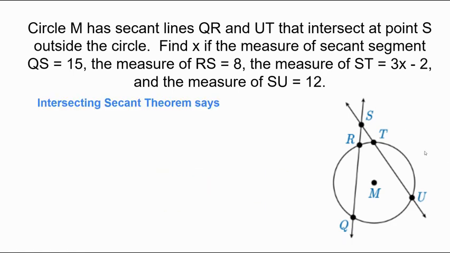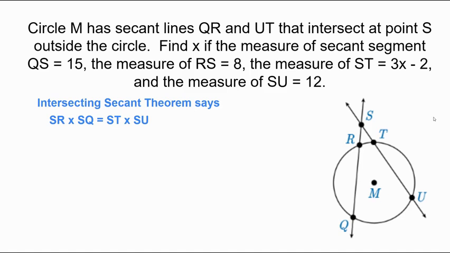Now, the intersecting secant theorem says that we can multiply. We can take, notice, the small segment outside the circle, SR here, and multiply by the whole segment that goes from S to Q. And that should give us the same answer as if we multiply the small segment, ST, times the larger segment, SU. So notice we're setting it up the same on both sides, with each of the sequence.